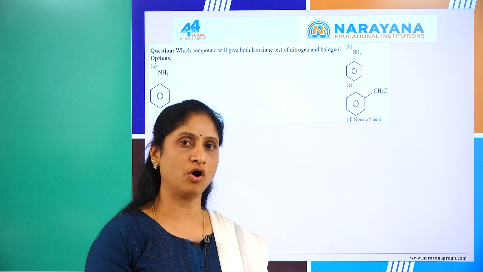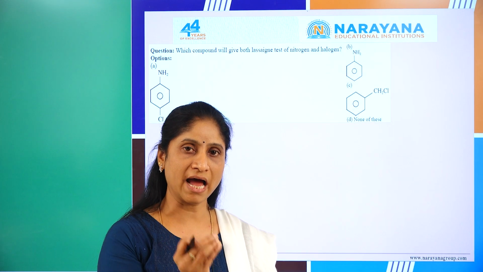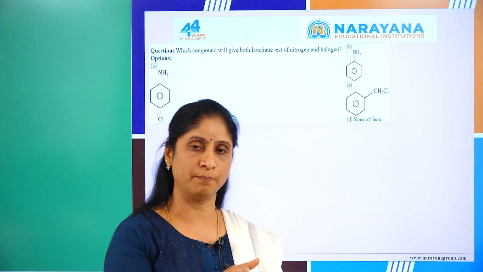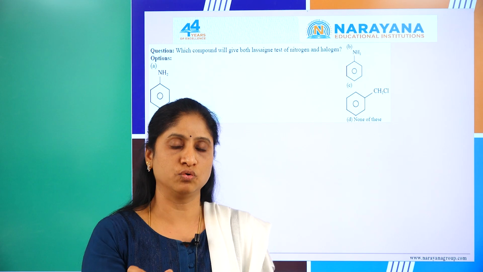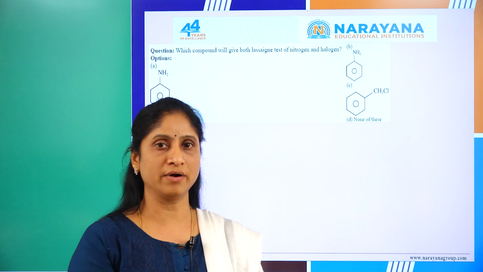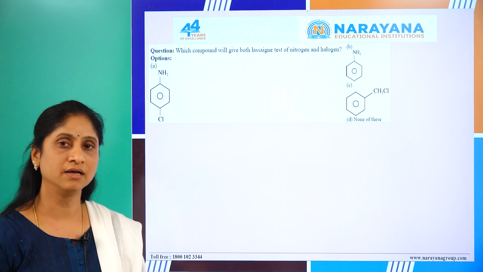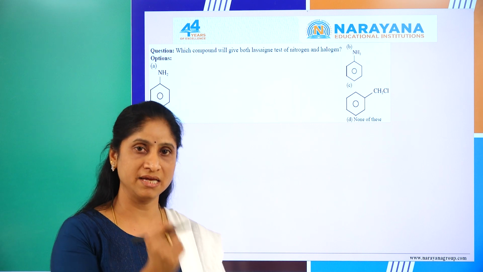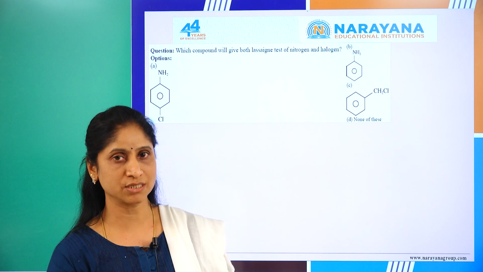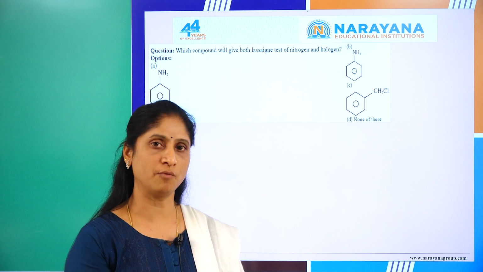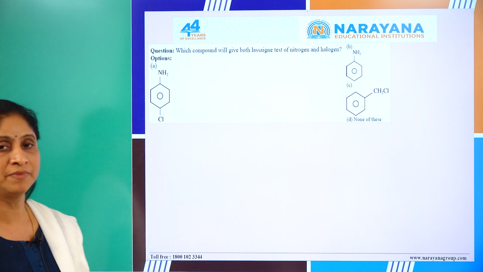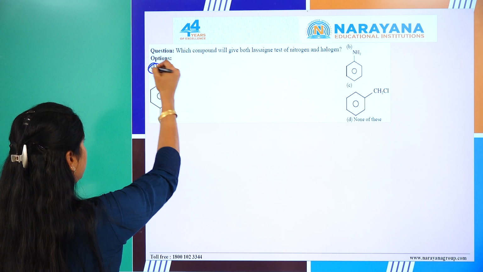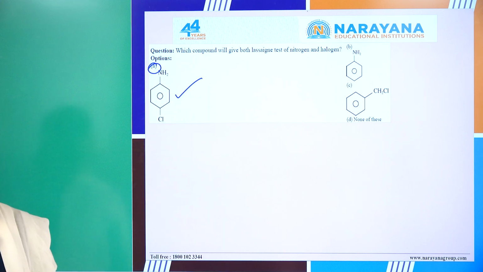The principle behind Lassaigne's test is that the halogen or nitrogen present in the organic compound by covalent bond is converted into an ionic compound such as sodium halide or sodium cyanide, which can be identified easily. That means the hetero element comes into the sodium fusion extract: if it is nitrogen, in the form of sodium cyanide; if it is chlorine, in the form of sodium chloride. So it's a very simple question to answer. Both nitrogen and chlorine are present.